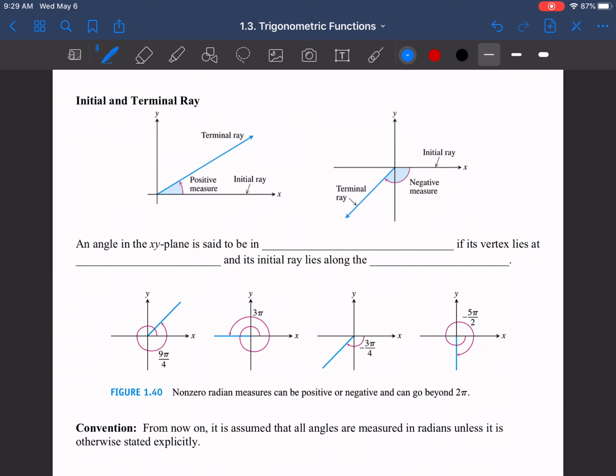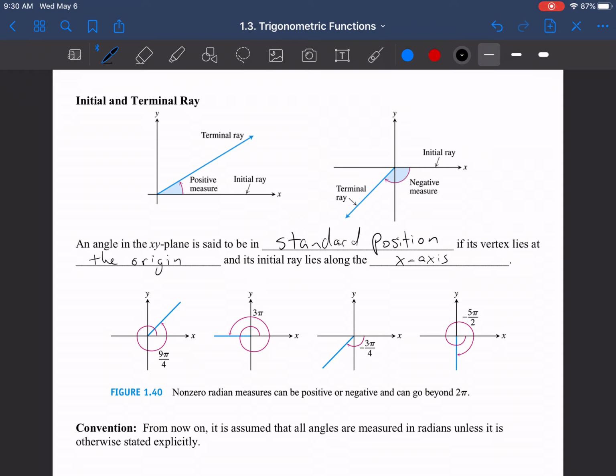Here, how do we draw these rays, initial and terminal rays for these angles? So basically these rays are just arrows. If we have an angle and the xy plane, it is said to be in standard position if its vertex lies at the origin and its initial ray lies along the x-axis.